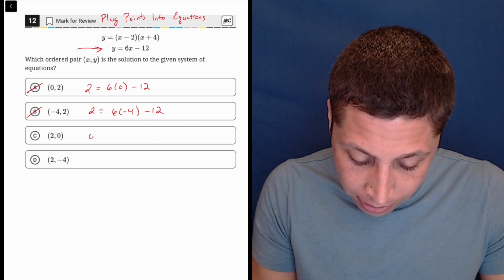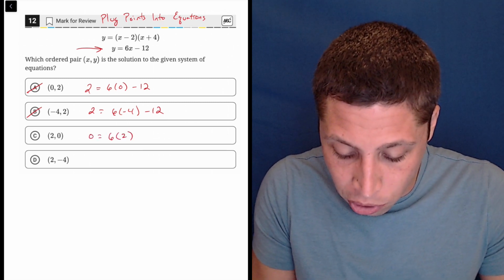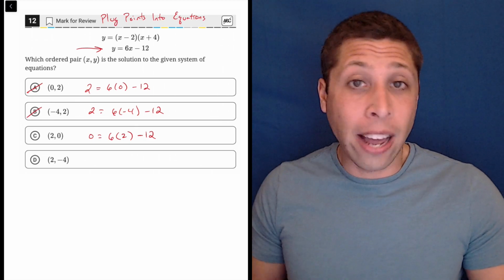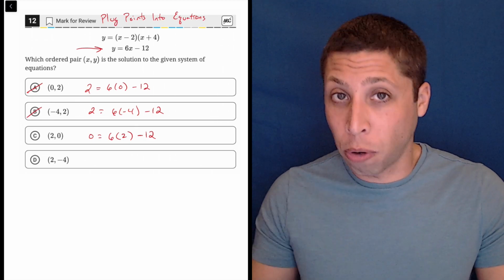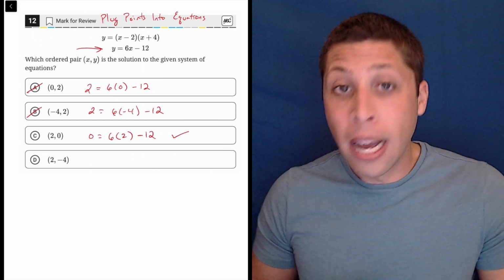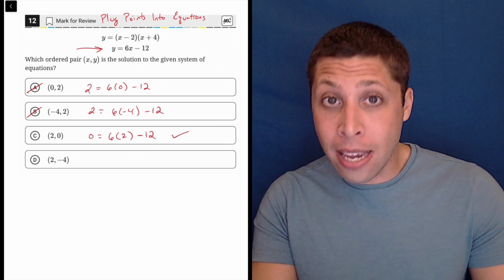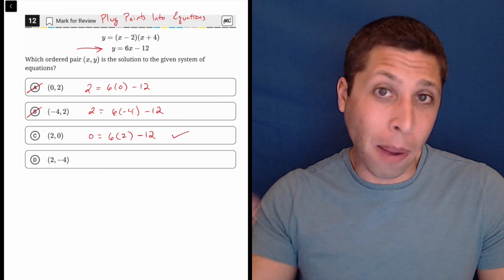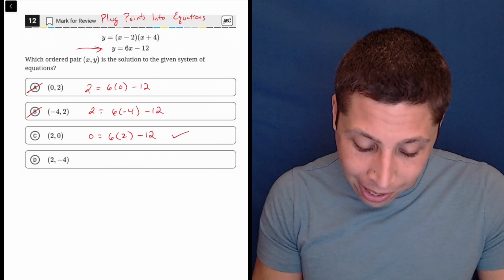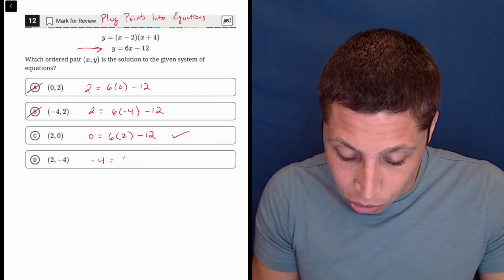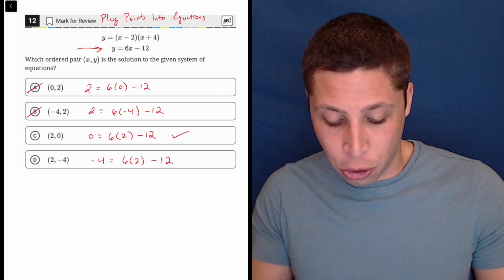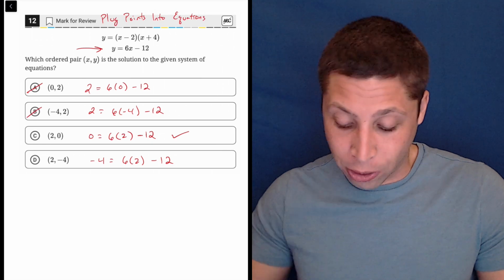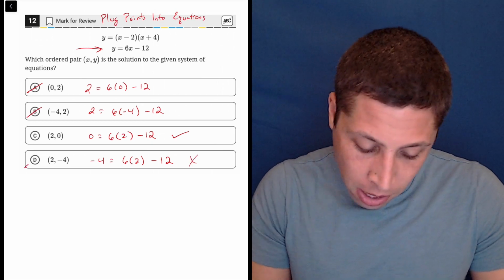Here we would have 0 is equal to 6 times 2 minus 12. Again, with very little mental math, I know that's true. 6 times 2 is 12, 12 minus 12 is 0, so that seems good. I would need to check choice D in this same line before I pick C. So negative 4 is equal to 6 times 2 minus 12. Well, again, 6 times 2 is 12, so 12 minus 12 is 0, not negative 4.